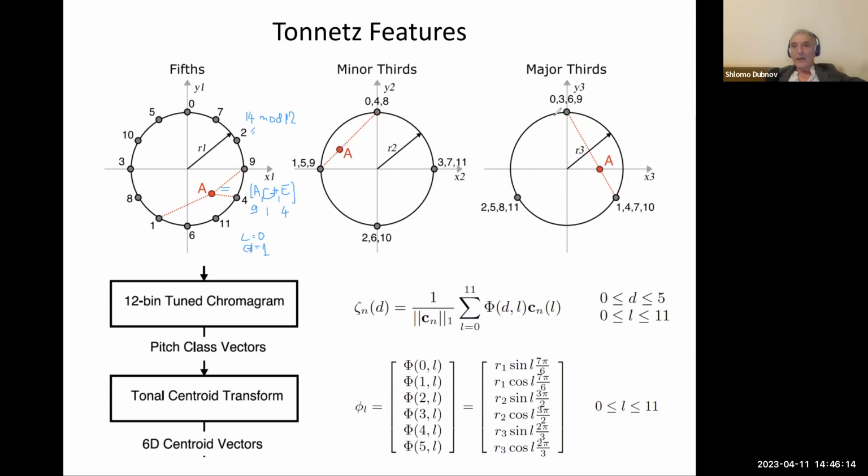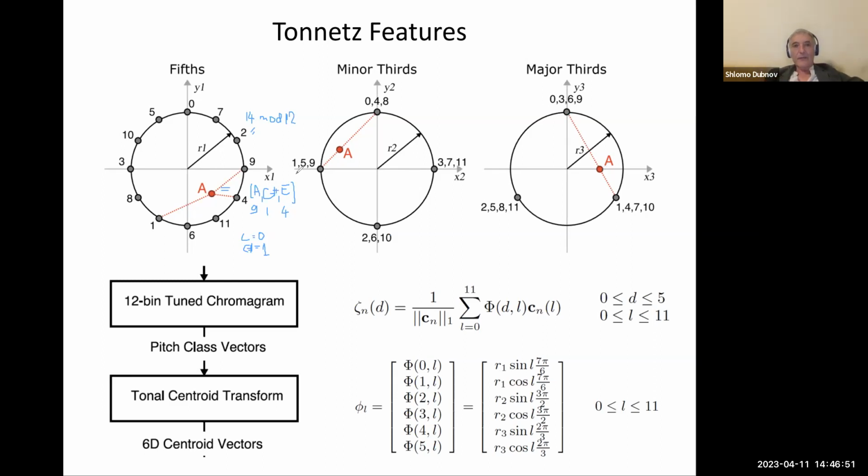Same thing if we go on major thirds, okay? So we aggregate all the notes which are a minor third apart as one point, and the steps are major thirds. And if we do that, you can take again this 9, 1, 4, and you can see that A will be presented here as 1 and 4 and 9. So I hope the math was clear. It might look arbitrary why we do that, but just bear with me and follow that logic.